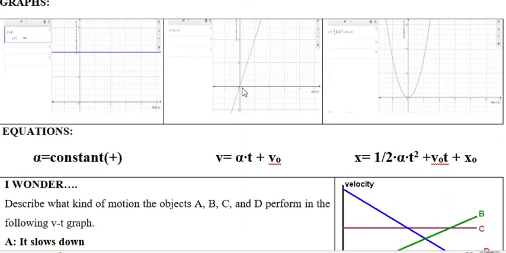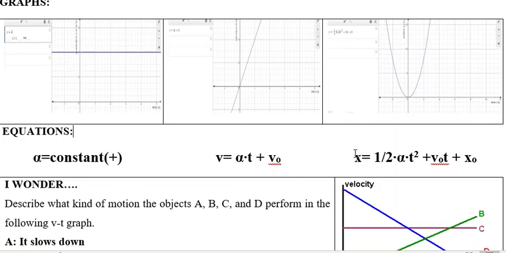Now we definitely understand that just because the velocity is a linear graph, it has the form y equals mx plus b, where y is the velocity now, x is the time axis now, the slope is the acceleration, and the y-intercept is the initial velocity. In the case of position, the full formula is this.